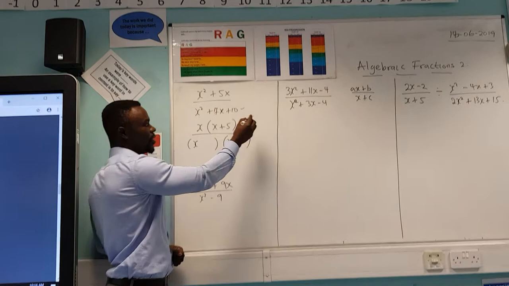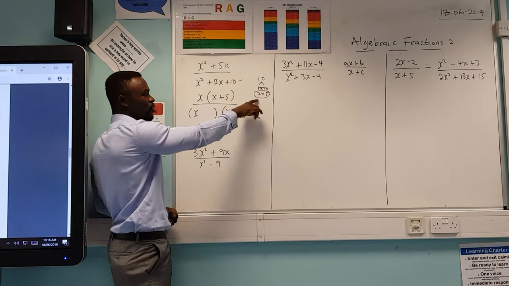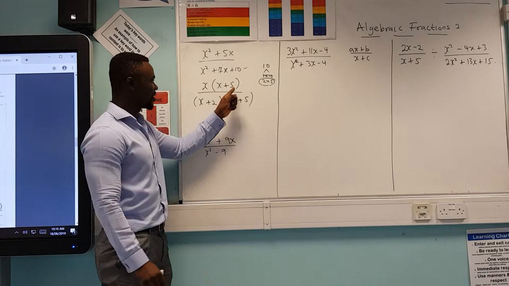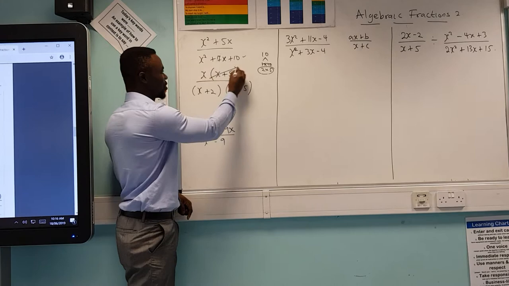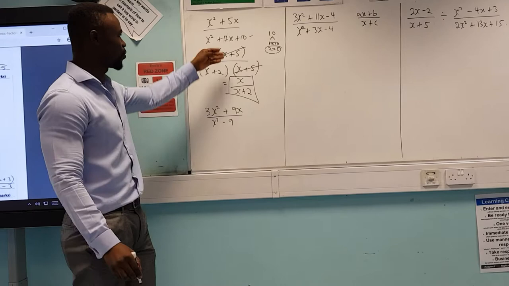If you look at the factors of 10, it's 1 times 10, 2 times 5. So I can see it will be 2 and 5, because 2 plus 5 is 7, 2 times 5 is 10. So this will be plus 2, plus 5. Now it's easy. You can see that there's x plus 5 at the top, x plus 5 in the denominator. Cross that out. You're left with x over x plus 2. And this is your answer. That is why it's worth only 2 marks.